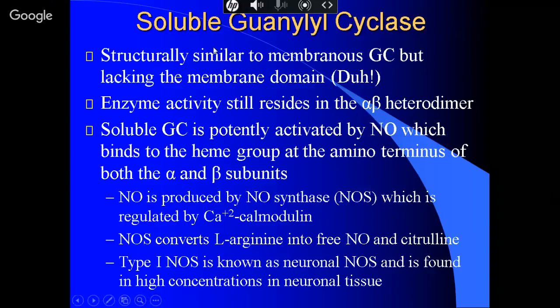Turning our attention to the soluble guanylate cyclase, we said it's similar to the membranous, but I love it. It lacks a membrane domain, very cute. The enzyme activity still resides down in the same subunit. It is activated by nitric oxide, which binds to a heme group in the amino terminus of the alpha and beta subunits. And of course, the nitric oxide is synthesized by nitric oxide synthase, which you have constitutive, that is, constantly ongoing, and then regulated NOS. And all of the NOSes convert L-arginine to nitric oxide and citrulline. And type 1 is known as neuronal because there's a lot of it there.